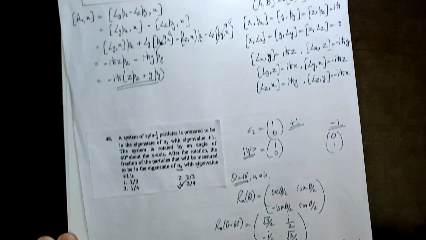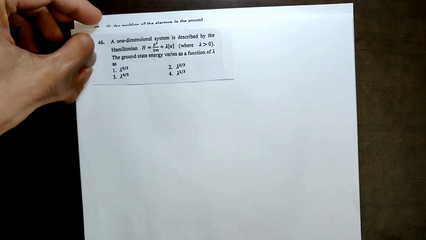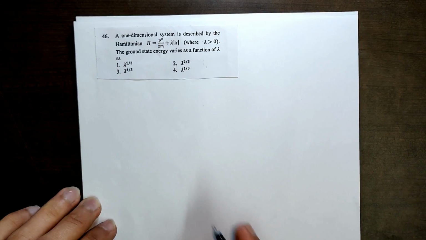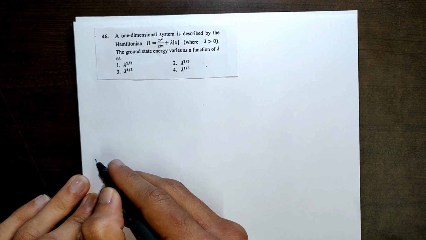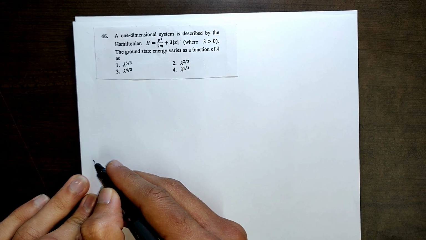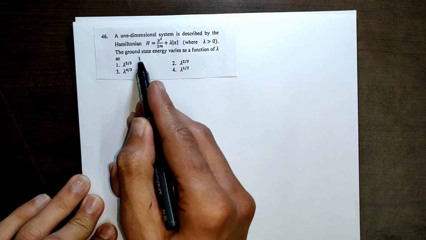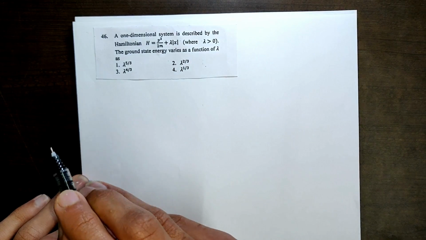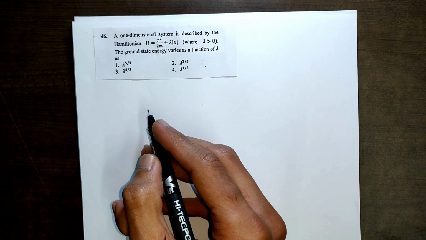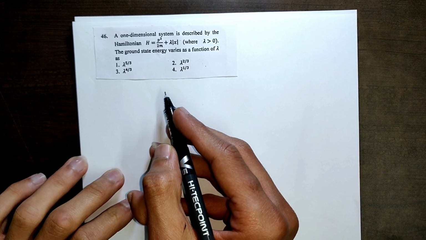So let's come to the next question. A one-dimensional system is described by the Hamiltonian H, which is equal to p square by 2m plus lambda mod x, where lambda is greater than 0. Now we have to calculate how the ground state energy varies as a function of lambda. So in this question we can use the WKB method.